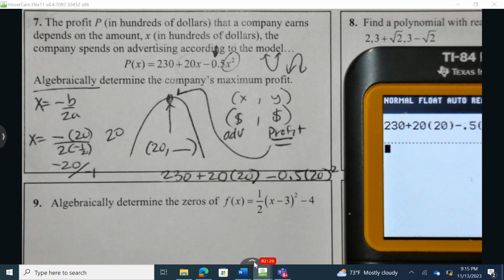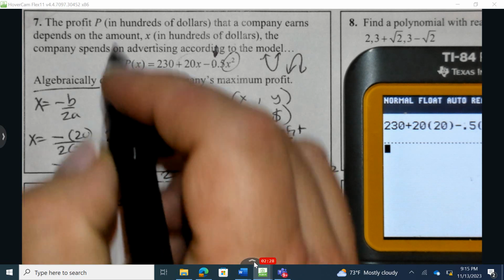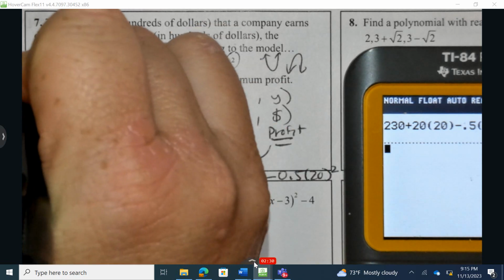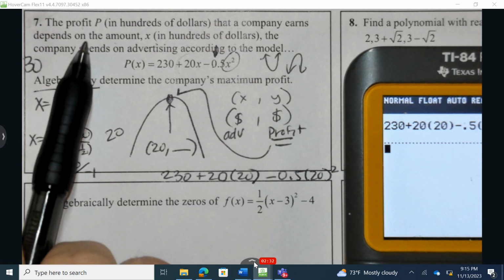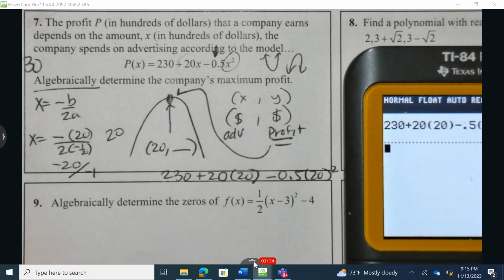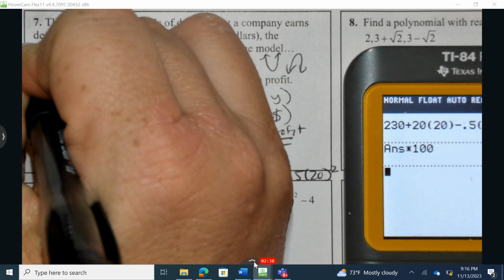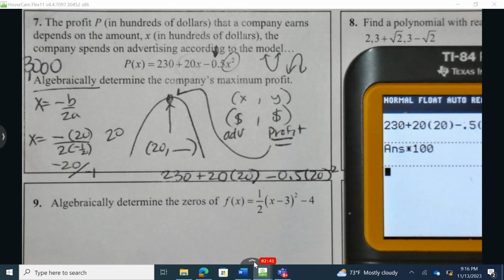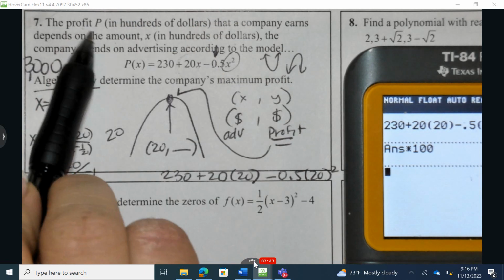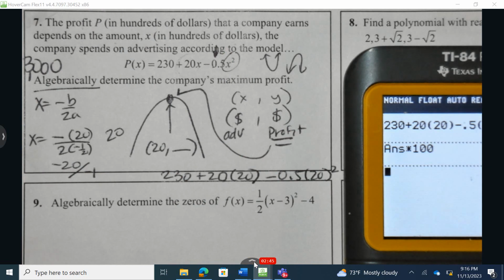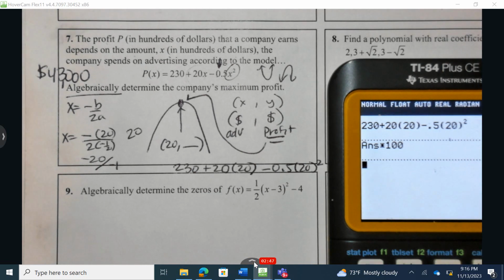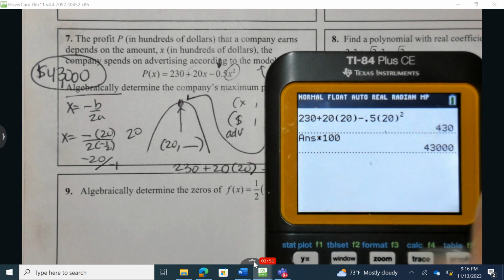And this is what we have for an answer. So we have an answer of 430. But then remember, we have to go back up. Profit is in hundreds of dollars. So we're going to take that times 100. And this is my final answer, $43,000. Don't forget to go back and look at what profit is actually in terms of. And if I zoom out here, you can see this is 43,000. We took this value here, and we took it times 100.